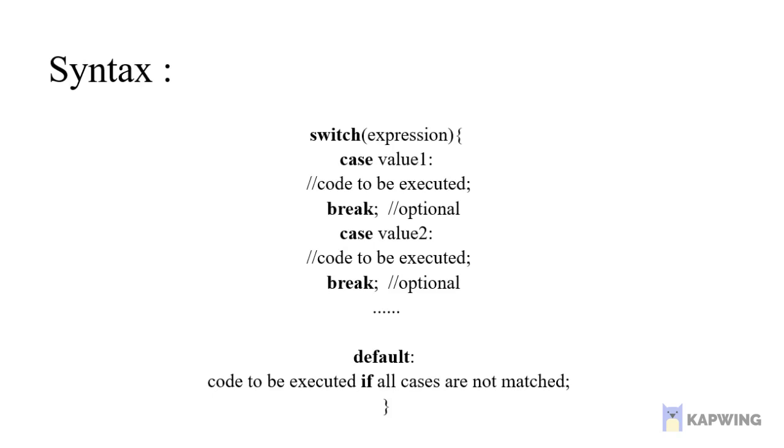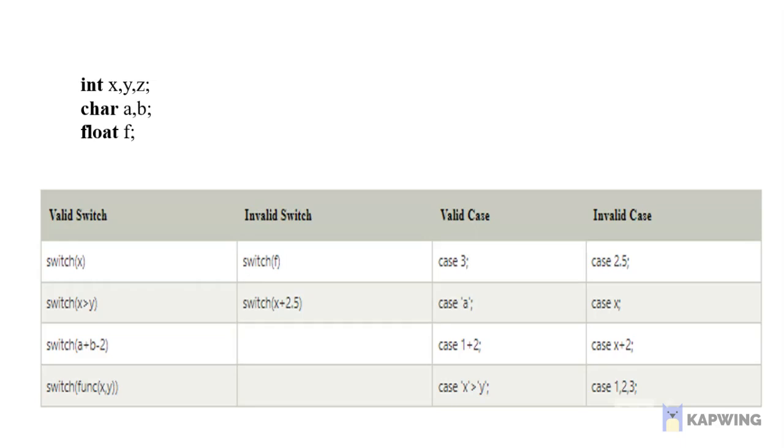Now I will tell you the valid and invalid statements. What are the valid statements we can give for the switch expression? See here, I have taken integer values x, y and z, then char a and b, and float f. Then we will see what are the valid and invalid switch, and valid and invalid case.